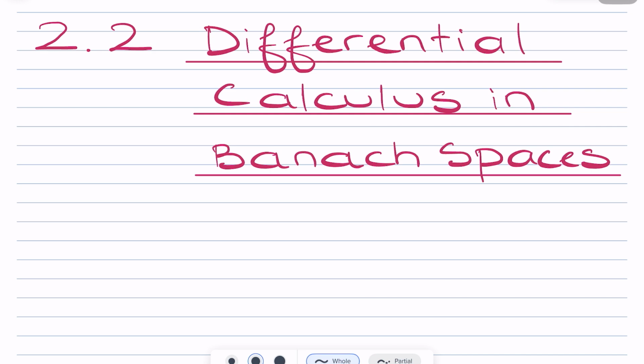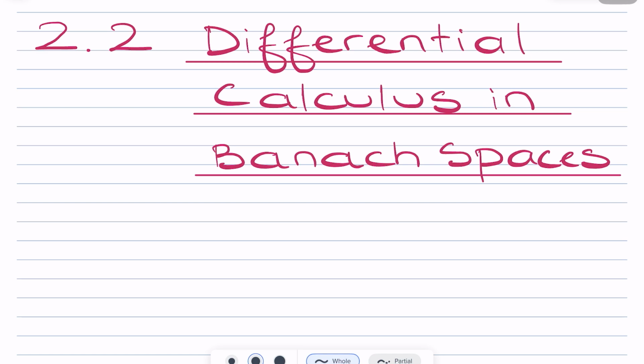So today we are going to talk about differential calculus in Banach spaces. The idea here is to extend the classical notion of derivative that you know in finite dimensional cases to Banach spaces, to infinite dimensional spaces. Well, why should we care at all? I mean, you might wonder.